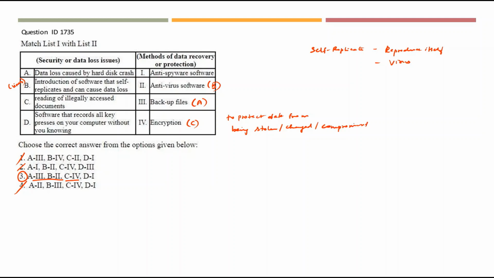The last one, software that records all key presses on your computer without you knowing. Obviously, D will be mapping to 1. So, some software is recording all your key presses without your knowledge. It means somebody is spying at you. We can term it as spyware because they have mentioned it to be a software. When there is a spyware, automatically the method of protection will be anti-spyware software. What is a spyware in general? It will obtain information about another's computer activities without their consent. That's why they use anti-spyware software. Option 3 will be the right answer.